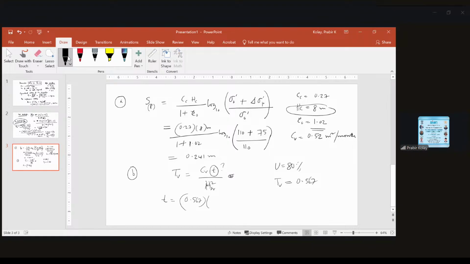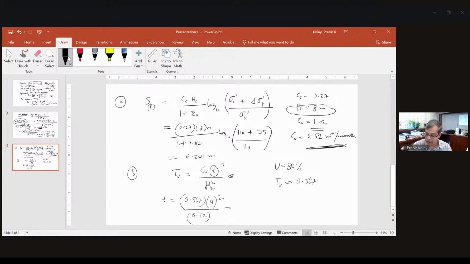Yeah, it should be 8 by 2, so it should be 4 whole square. And then divided by CV, correct? So T is equal to T times H divided by CV. CV is equal to 0.52 meter square per month. So easily you can calculate the time, because everything is in meter square and CV is in meter square per month, so the time will be in months, right? So it will be 17.45 months.